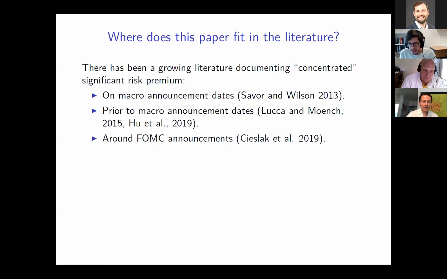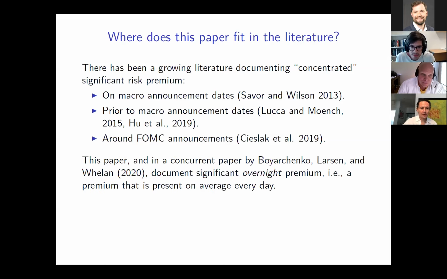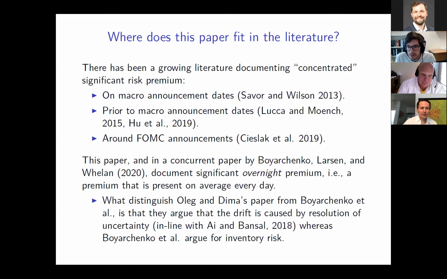So what Oleg and Dima show us is actually that the average risk premium is there almost on a daily basis. But it's really important to keep in mind that there's another paper by Bondarenko, Larsen, and Paul Whelan that documents a significant overnight premium as well. So similar findings to what Oleg and Dima are showing in this paper. But what really differentiates Oleg and Dima's paper from the paper of Bondarenko and co-authors is that Oleg and Dima have a story about uncertainty resolution, whereas Bondarenko and co-authors have a story related to inventory risk.